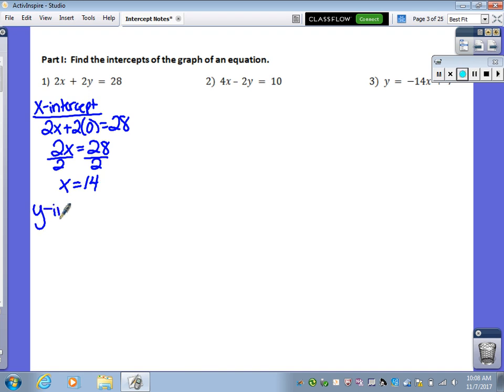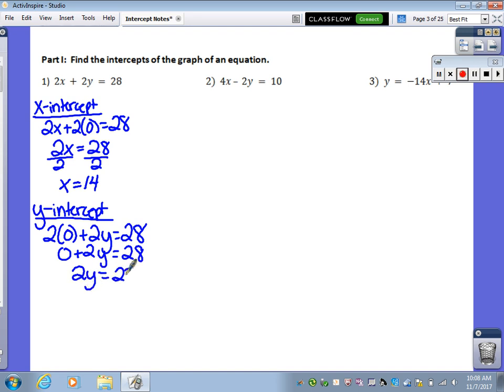To find the y-intercept, we're going to plug 0 in for x and solve. Since 2 times 0 is 0, again, that has no value, so you can pretty much just drop that term and solve for y. So we found that y is also 14. Now, that's not always going to be true. x and y won't always be the same. This is just a certain case where that happens.